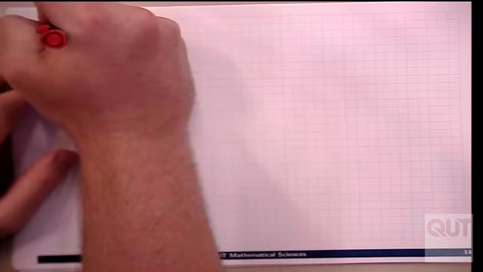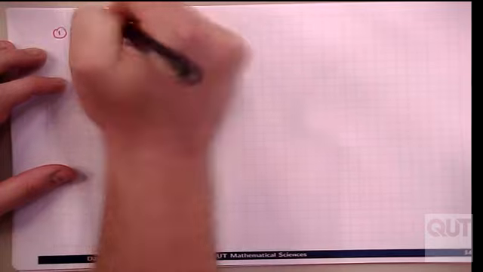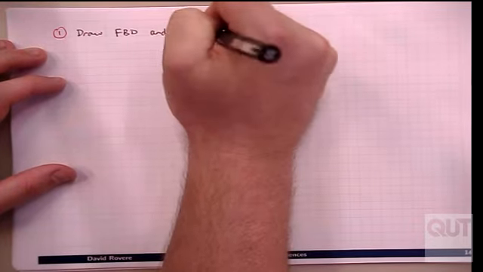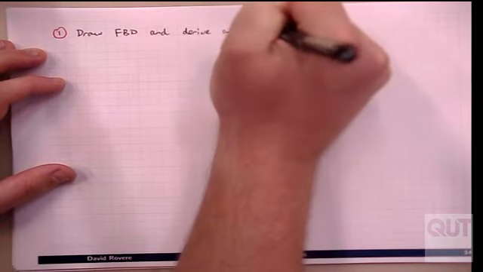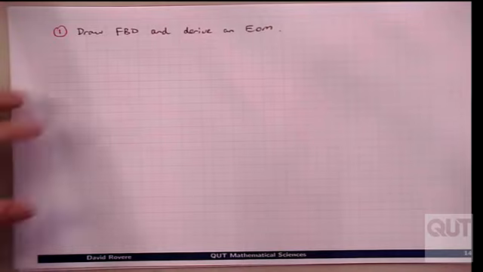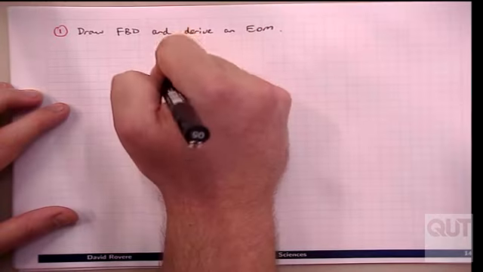So, what was step 1 when we're solving this problem? Draw a free body diagram and get an equation of motion. Okay. So a free body diagram, we've already seen on, I think, the second slide to this lecture.